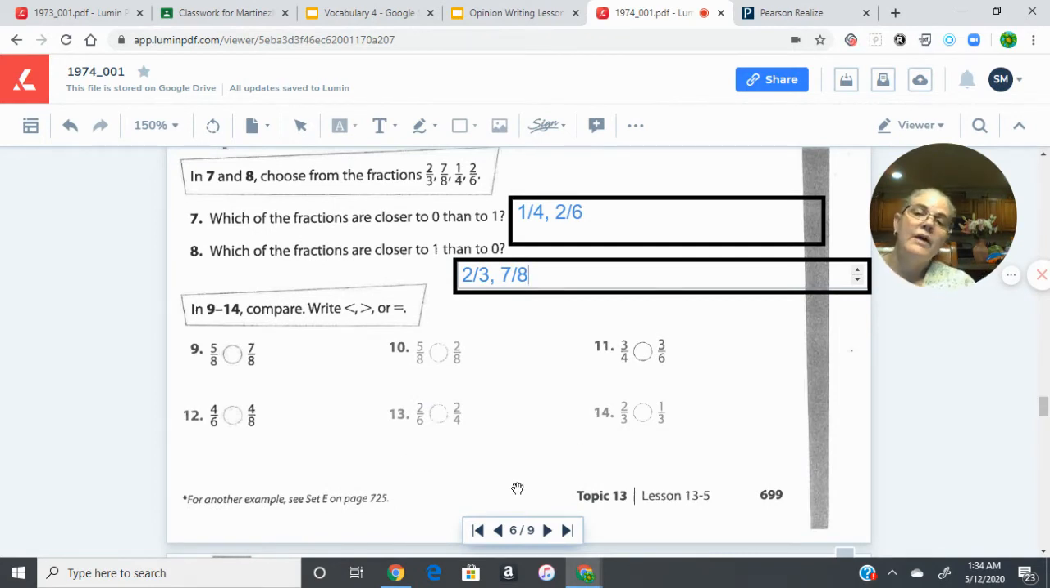Now, if you would rather draw pictures for many of these, so you could actually divide them up and see, that's totally fine. You can absolutely do that. If you have a dry erase at home, that would be very helpful.